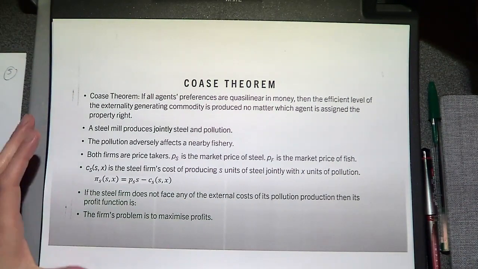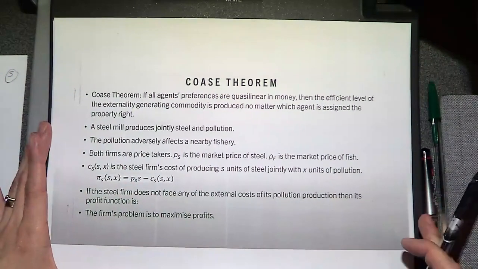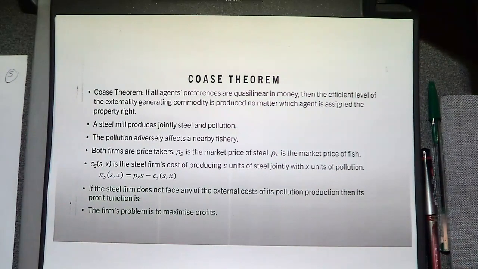So what he's going to argue is that the efficient level of the externality is going to be produced no matter which agent is assigned the property right, with one condition: that the preferences are going to be quasi-linear.